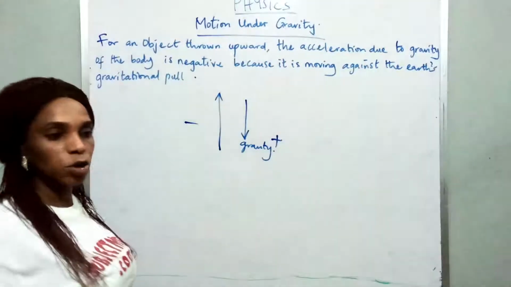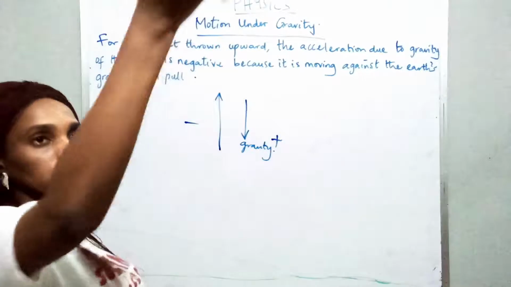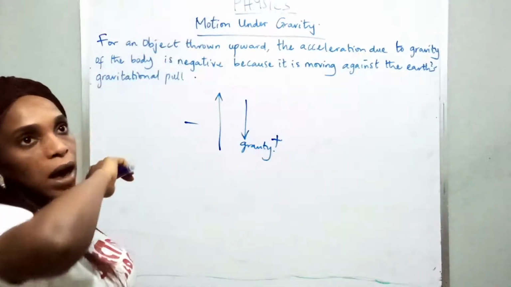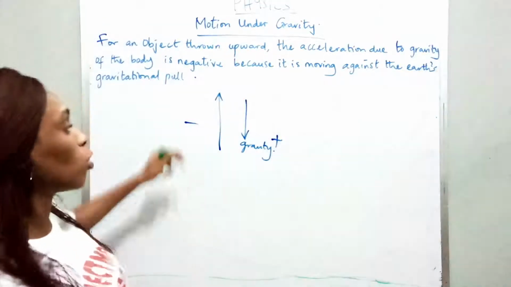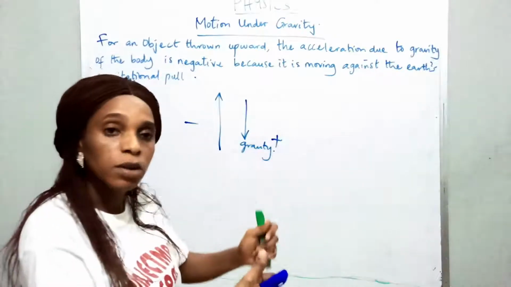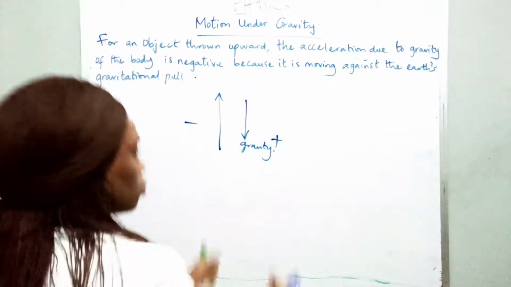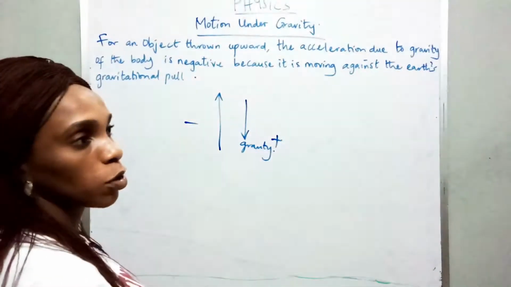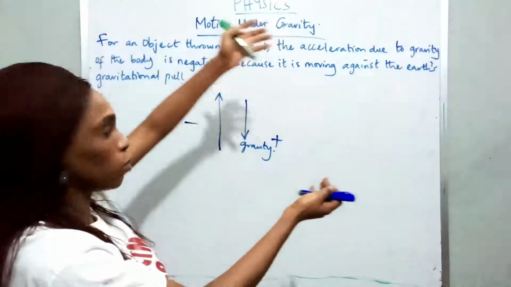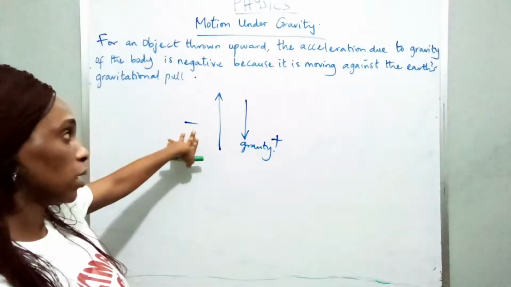That implies that whenever a body is thrown upward, or whenever an object moves upward, moving against gravity, then acceleration due to gravity will always be negative. The earth is pulling every object to itself in this direction, the positive direction. So if you are throwing something upward, that means you are moving away from the earth's gravitational pull, and that means the acceleration due to gravity is negative.